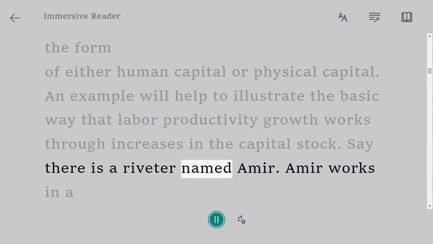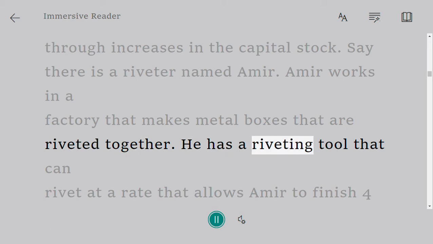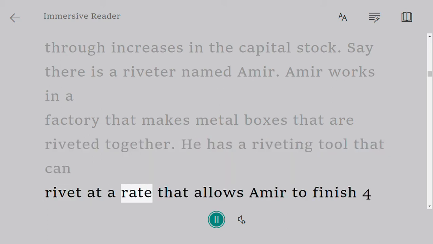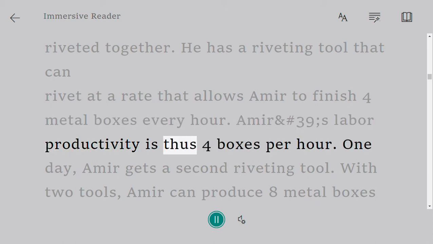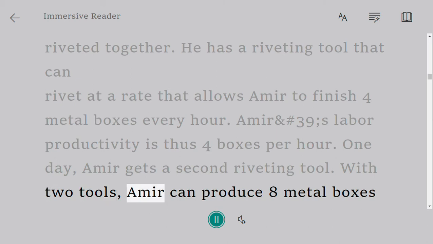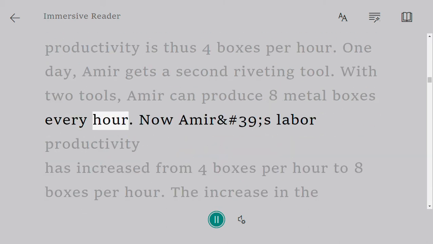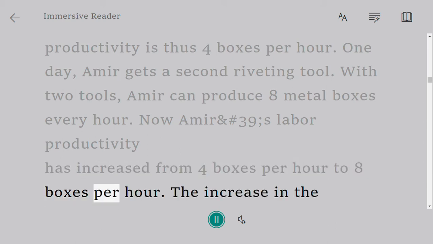Say there is a riveter named Amir. Amir works in a factory that makes metal boxes that are riveted together. He has a riveting tool that can rivet at a rate that allows Amir to finish 4 metal boxes every hour. Amir's labor productivity is thus 4 boxes per hour. One day, Amir gets a second riveting tool. With 2 tools, Amir can produce 8 metal boxes every hour. Now Amir's labor productivity has increased from 4 boxes per hour to 8 boxes per hour.